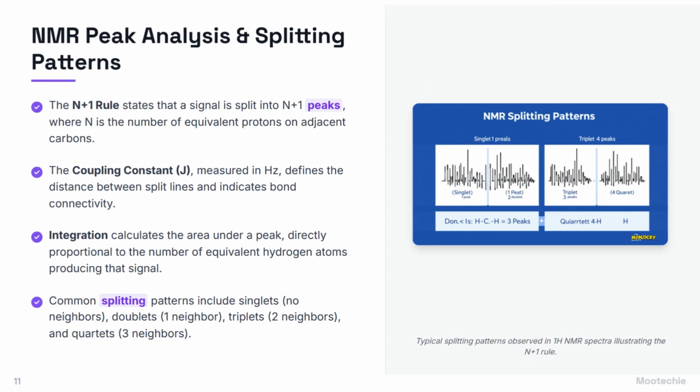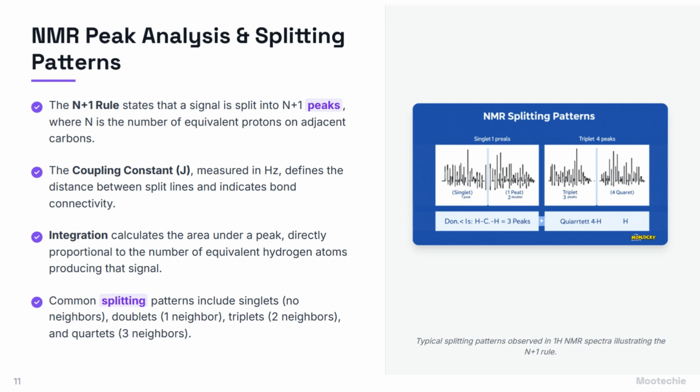The N+1 rule is a fundamental concept. It states that a signal is split into N+1 peaks, where N is the number of equivalent protons on adjacent carbons. The coupling constant J, measured in Hertz, defines the distance between the lines in a split signal and indicates the bond connectivity between protons.